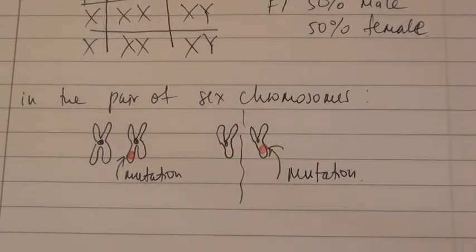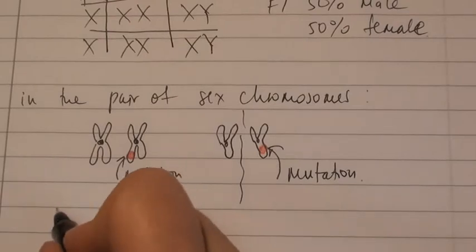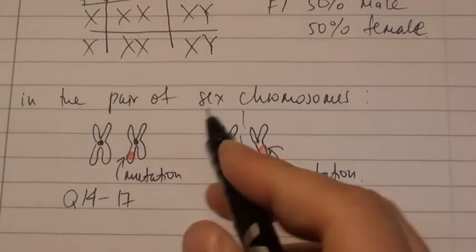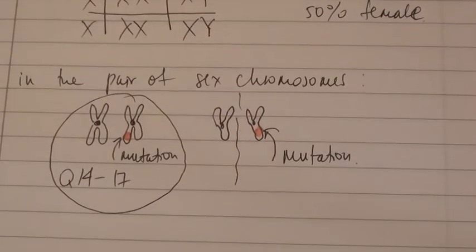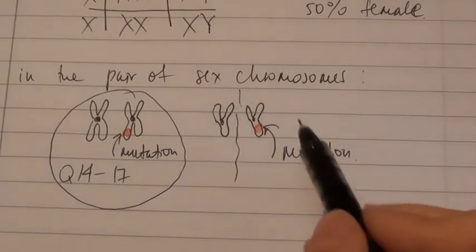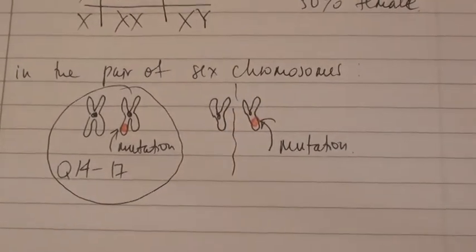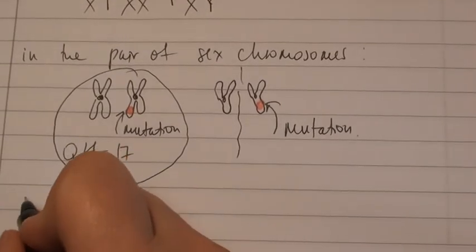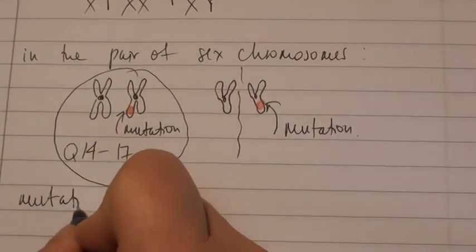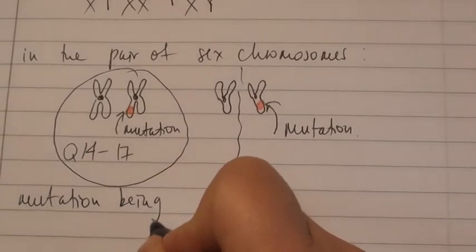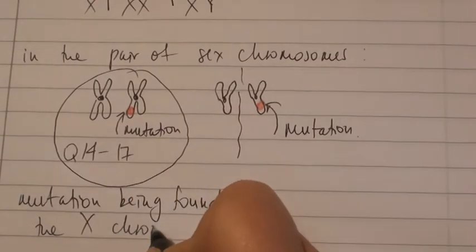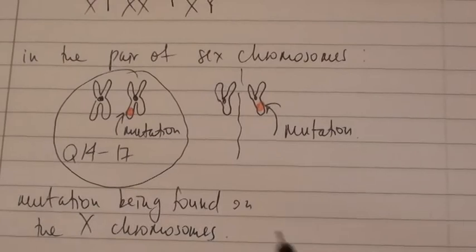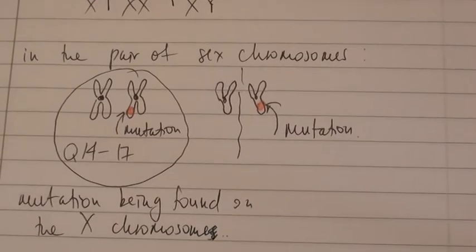But for the purposes of the assignment, all the questions in your assignment, questions 14 to 17, deal with situations where the mutation is found on the X chromosome. So forget about the other scenario. It does exist, but the questions are not asking you about it. They all deal with the mutation being found on the X chromosome, so just be aware of that fact when you're solving those problems.